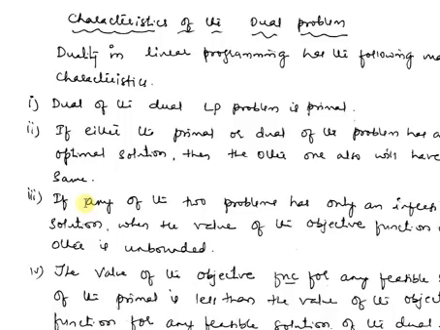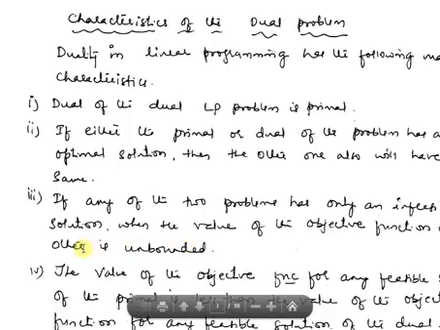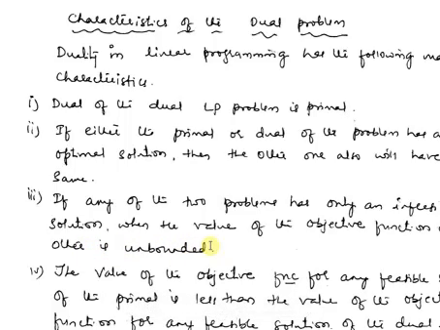The third characteristic is that if either of the two problems has only an infeasible solution, then the value of the objective function of the other is unbounded. Only when the value of the objective function of the other is unbounded is it possible that we will have an infeasible solution for that particular problem.